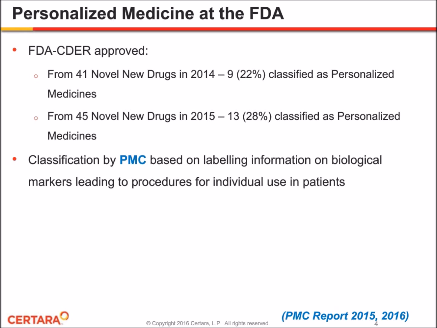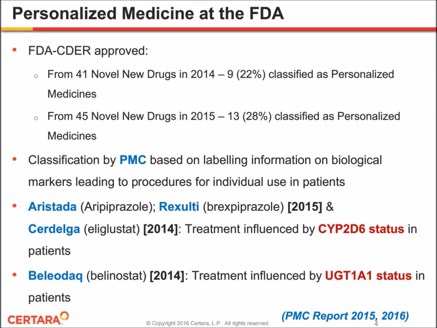As you can see here, in 2015, there was Abilify or aripiprazole, which was an injectable formulation, and Rexulti, which is brexpiprazole, and Cerdelga, which is eliglustat, which was approved in 2014. The treatments for these were influenced by the CYP2D6 status of the patients. Similarly, we have Beleodaq, or Belinostat, FDA-approved in 2014, where the treatment was influenced by the UGT1A1 status in the patients. And this data is from the Personalized Medicine Coalition report, which was published in early 2015 and 2016 for the years 2014 and 2015.